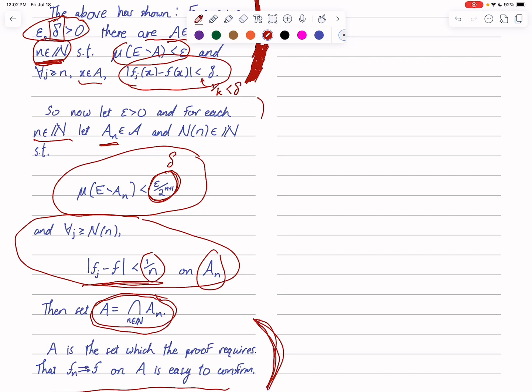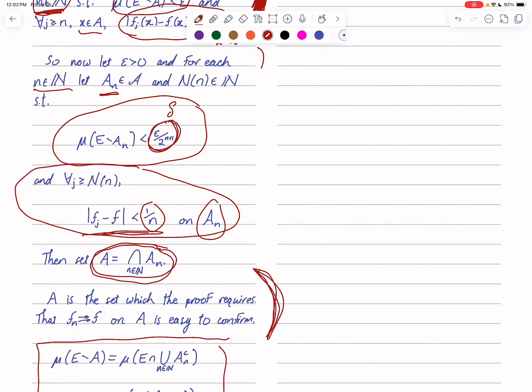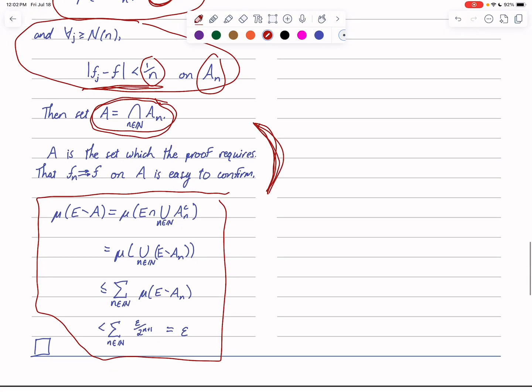Well, you could have said epsilon and then see what happens. But you'll find that, okay, let's go through this. So let's talk about measuring E minus A, because we know we want that to be less than epsilon. That's the whole thing that we're trying to prove here. Now, how do we measure this?